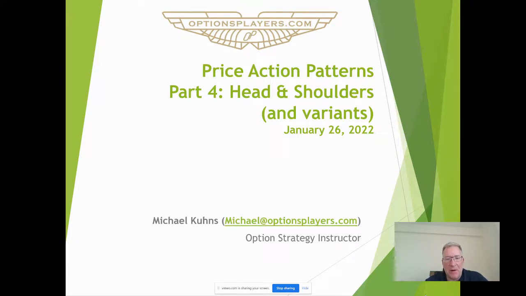This is part 4 of the price action pattern series. We've done the first 3 parts on low high bases, triangles, as well as bull pullbacks and bear rallies. This 4th part is about head and shoulders and its variants. In particular, the variant that we're going to be talking about is the Kazimoto.